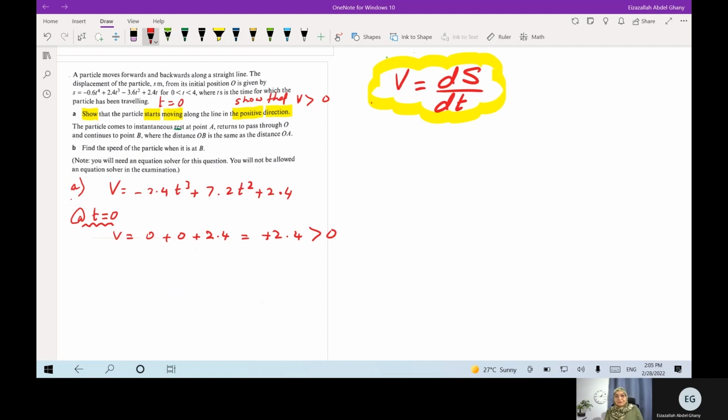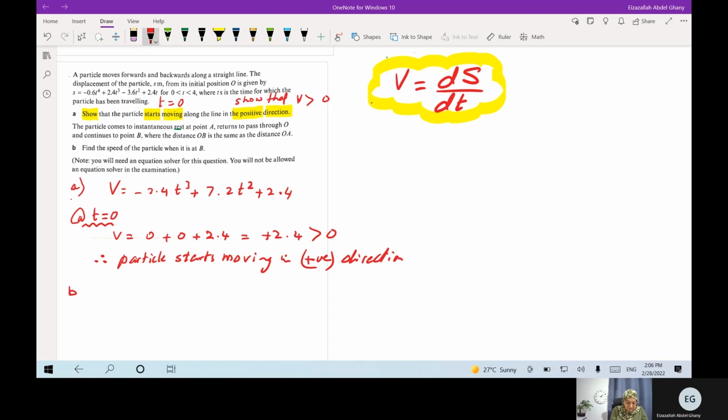And then you have to write your conclusion to gain the accuracy mark. Therefore, use the same sentence required: that the particle starts moving along the line in the positive direction. This is the meaning of starts moving in the positive direction.